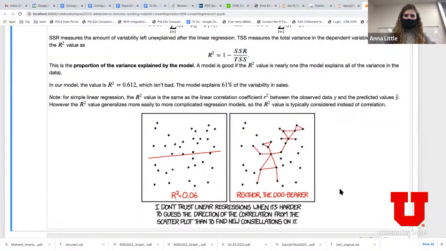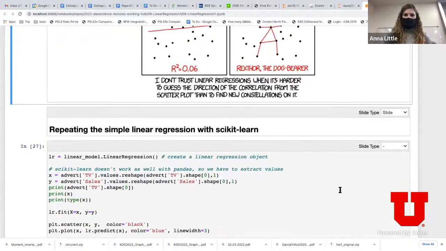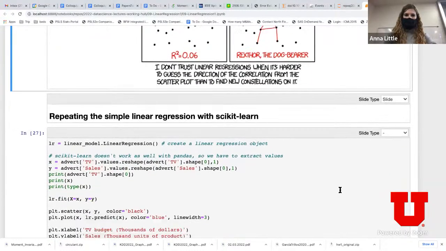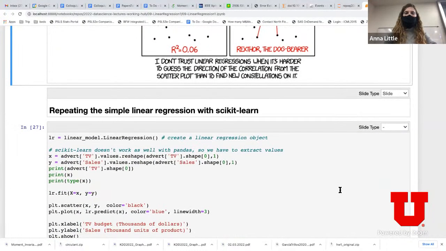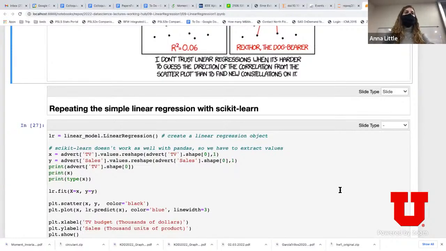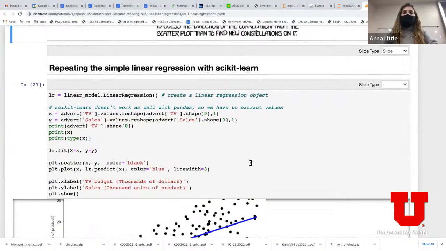Okay, any questions so far? Okay, so let's just go over briefly how you would do this with scikit-learn. This is just another way that you could run the same thing.